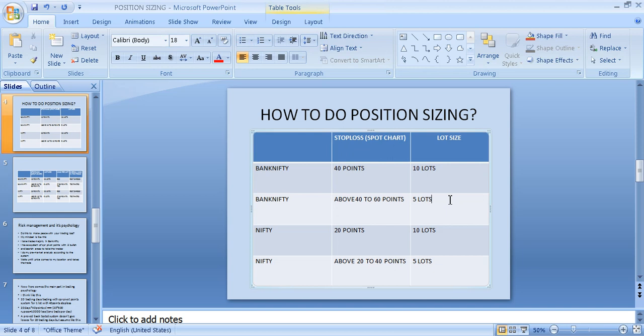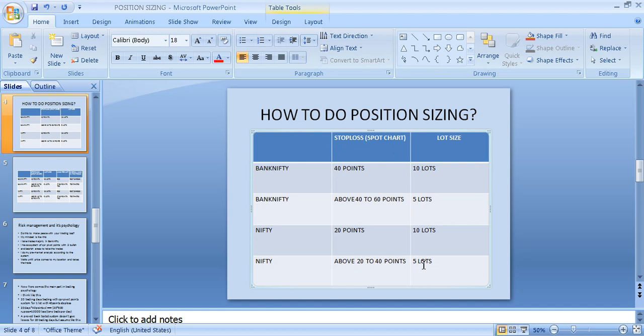Nothing you can control. The only one thing you can control is the stop loss. So if you are in good risk management, controlling your losses and getting your profits, in a month 1:2 risk reward is more than enough. In Nifty also, if the stop loss is 20 points, I will trade with 10 lots. If the stop loss is 20 to 40 points, I will trade with 5 lots.